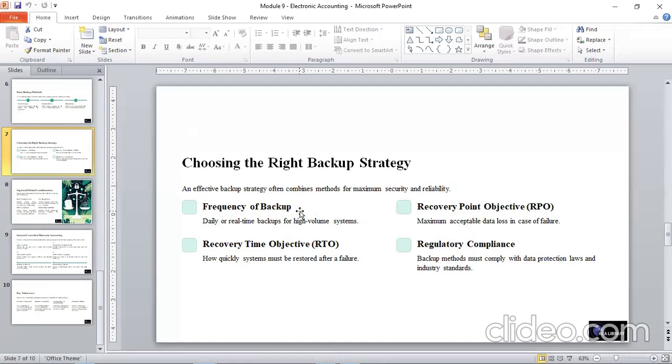Another is the recovery time objective, which talks about how quickly a system must be restored after a failure. Also, we talk about the recovery point objective, which deals with the maximum acceptable data loss in case of failure, and also regulatory compliance, which talks about the backup method having to comply with data protection law and industry standards.